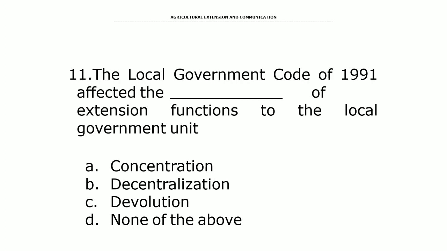Number 11. The Local Government Code of 1991 affected the blank of extension functions to the local government unit. A. Concentration. B. Decentralization. C. Devolution. Or D. None of the above. The answer is devolution.